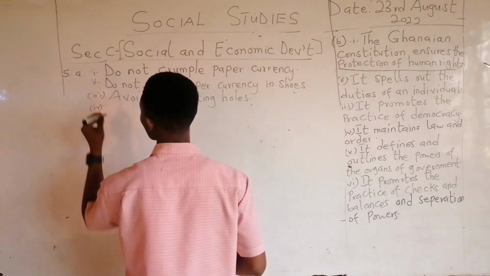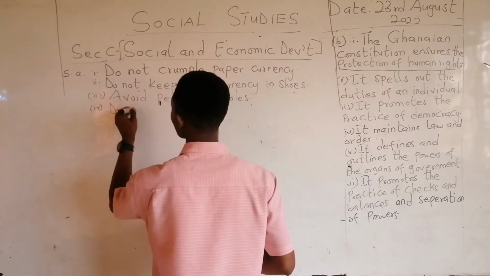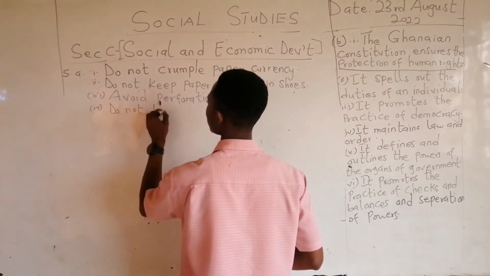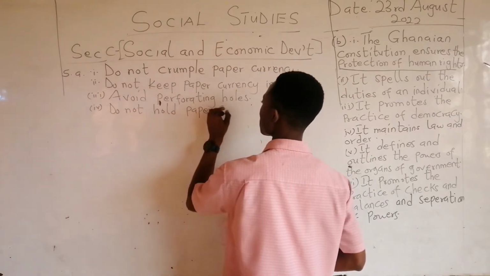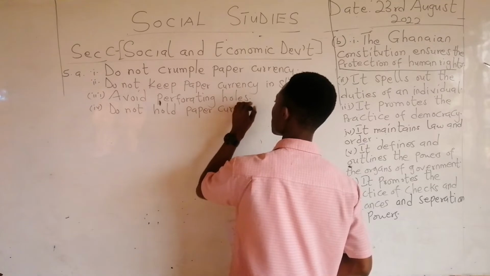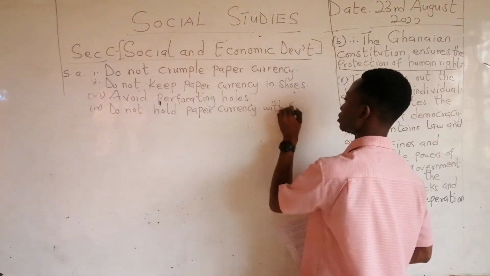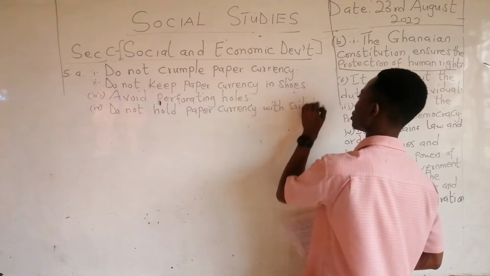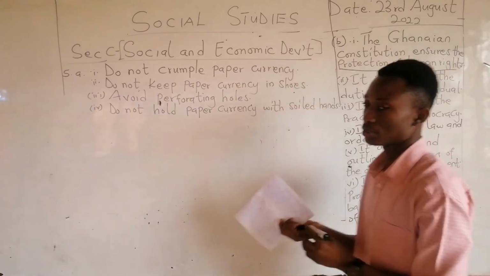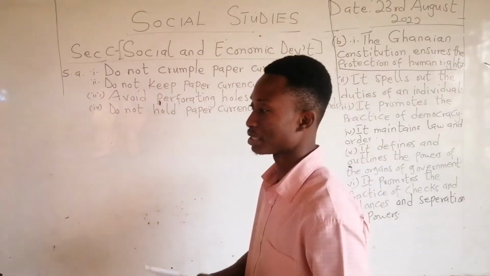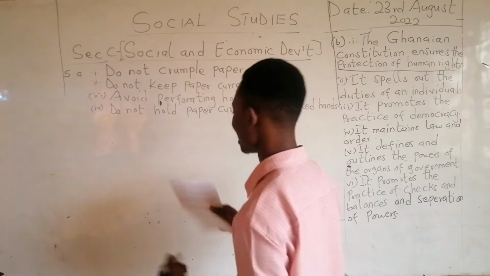And last one, do not hold paper currency with soiled hands. Soiled hands. So maybe you have this pan or the hand, just hold the money, you face the money. Yes, you reduce the beauty of our currency.